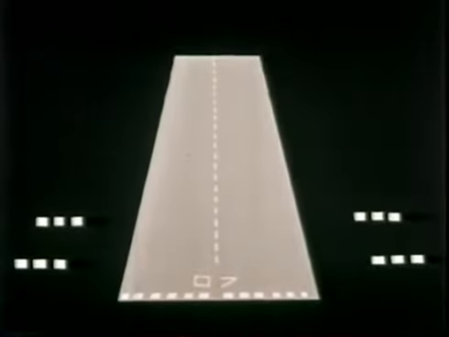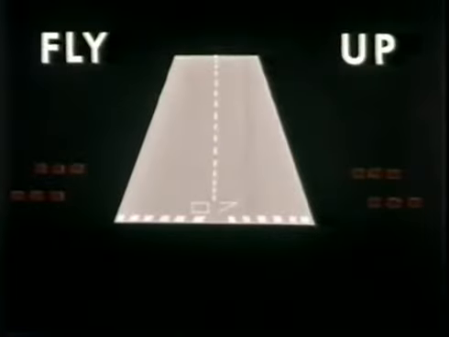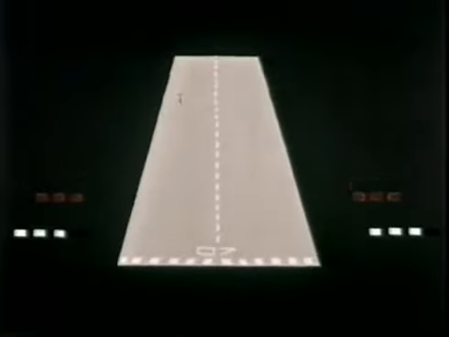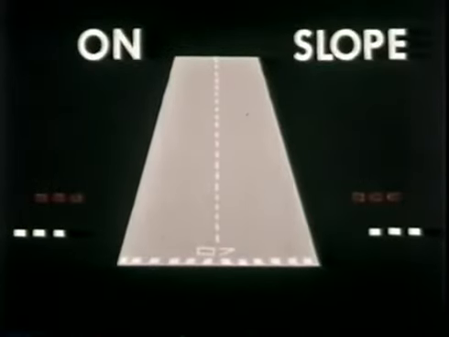When both upwind and downwind bars are white, the aircraft is too high. When both are red, the aircraft is too low. The correct slope is indicated when the upwind bar is red and the downwind bar is white. Let's fly an approach using the visual approach slope indicator system.